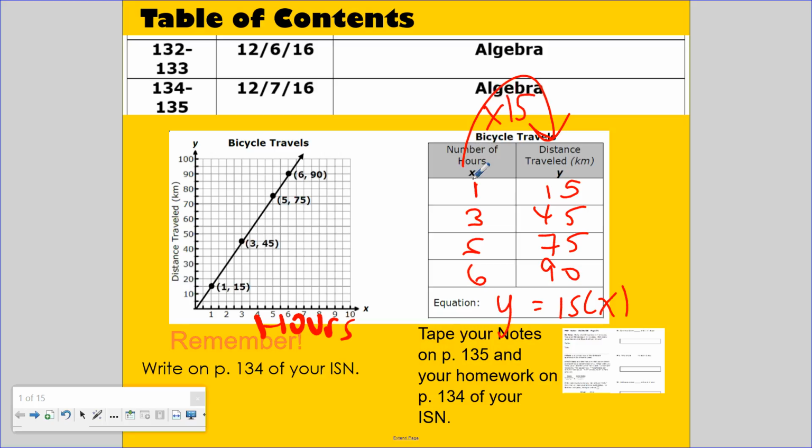So even though this is not on here, the distance traveled is dependent on how many hours. If you manipulate the number of hours, the distance traveled will respond to it. So dependent is distance traveled, independent is number of hours.